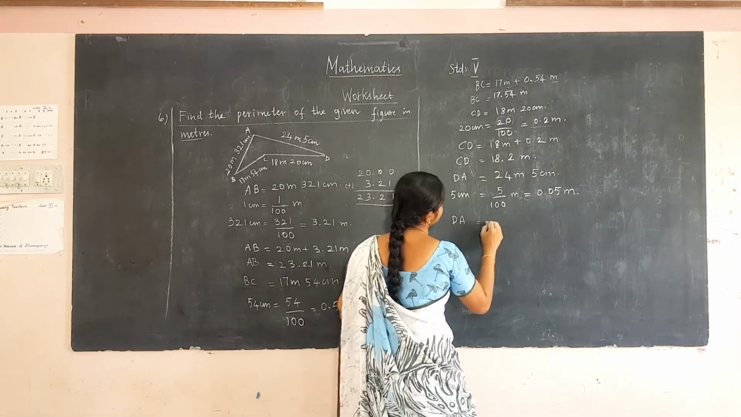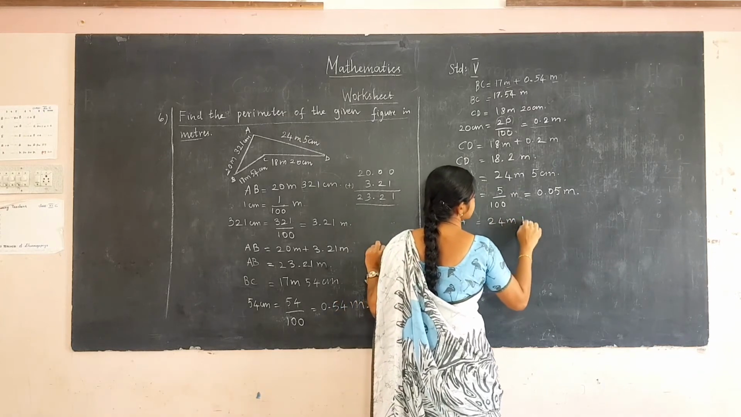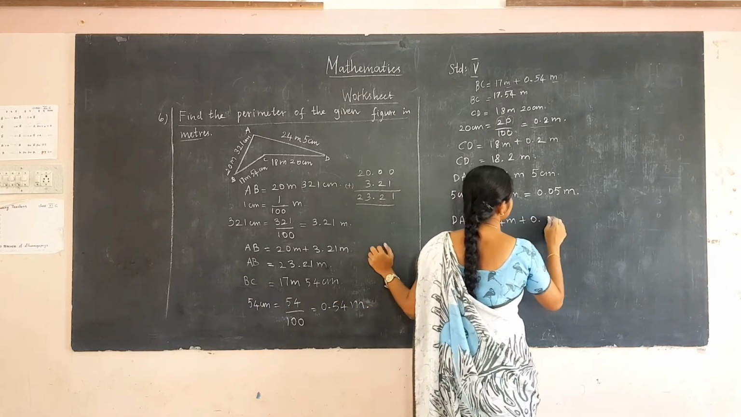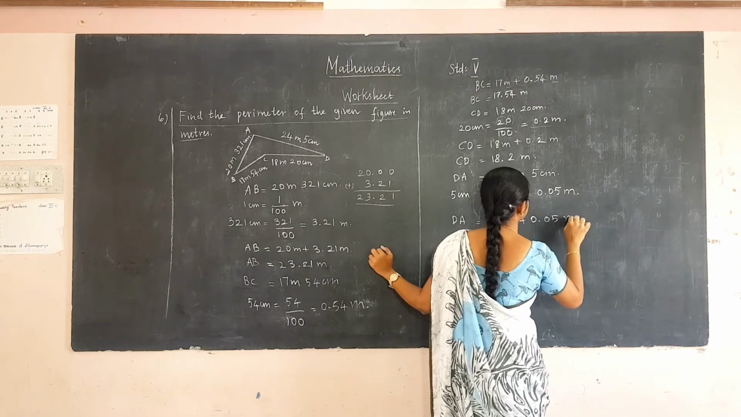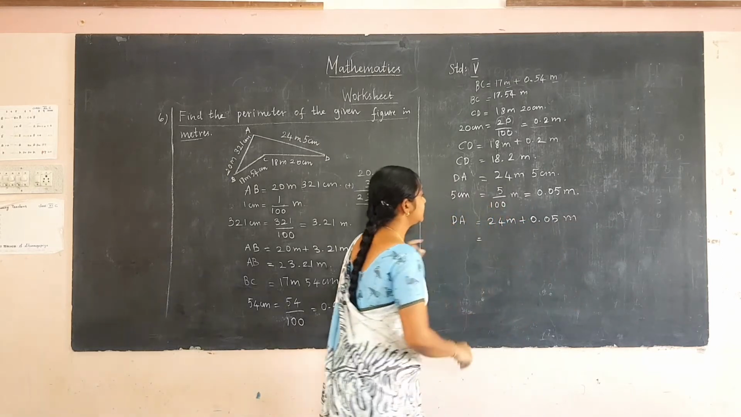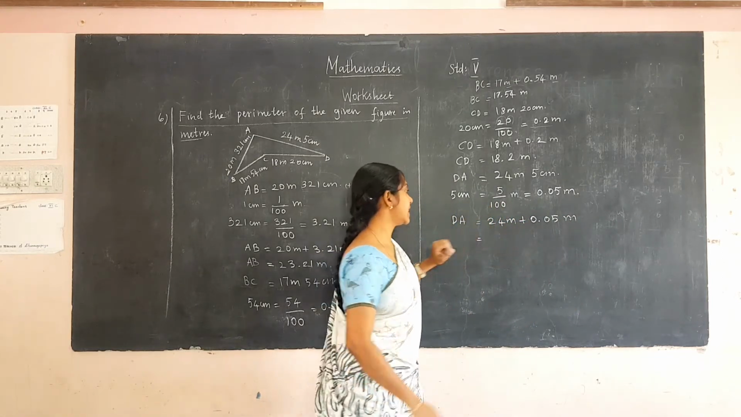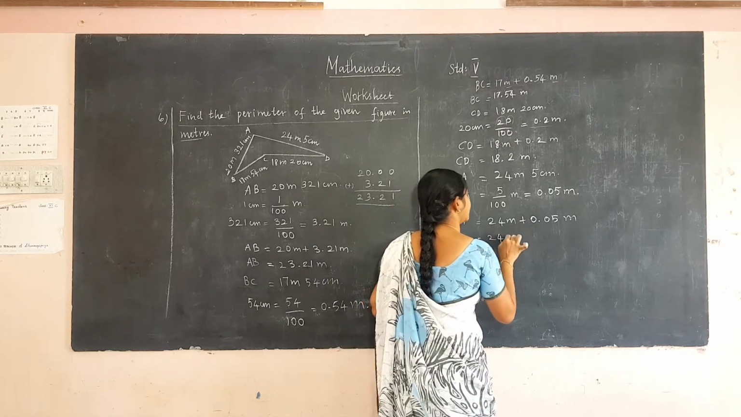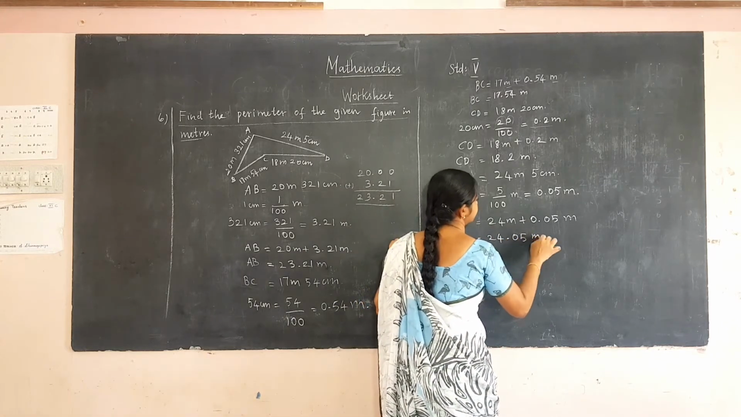DA equals 24 meter plus 0.05 meter. Here the whole number part is 0. So we can directly add. 24.05 meter.